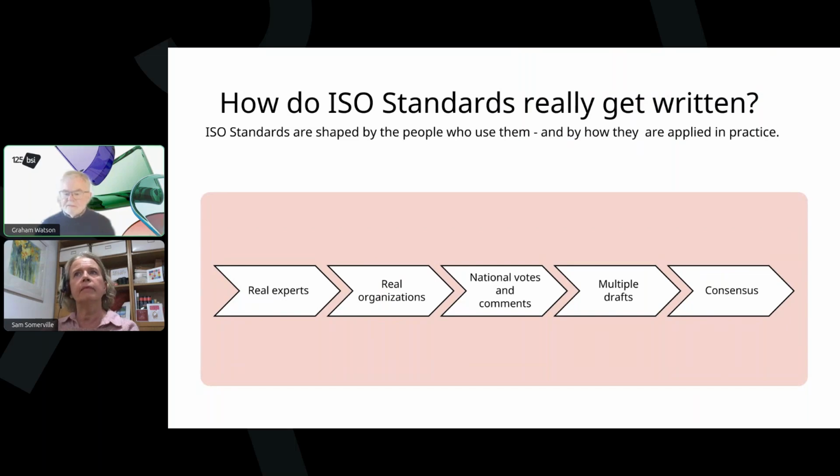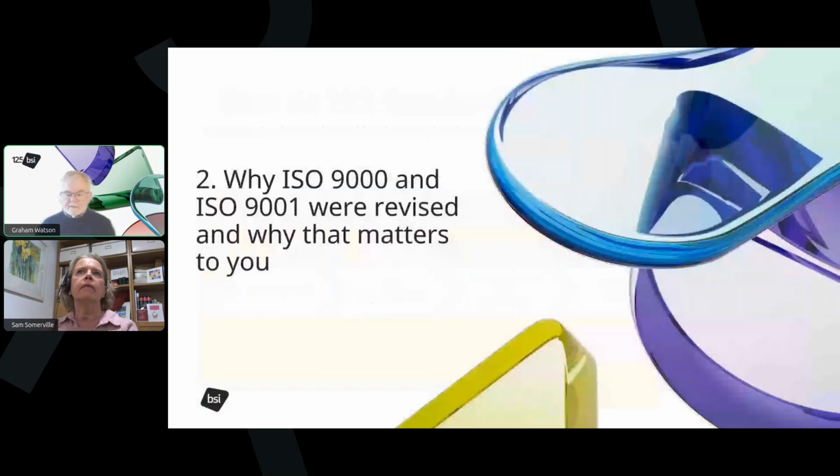This context is important because the revisions we are talking about today are directly informed by how ISO 9000 and 9001 are actually used in the real world. Next, please.